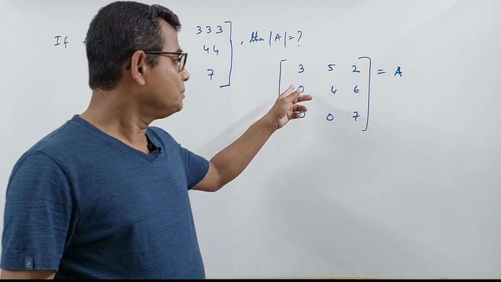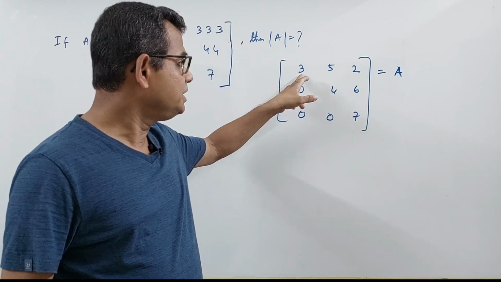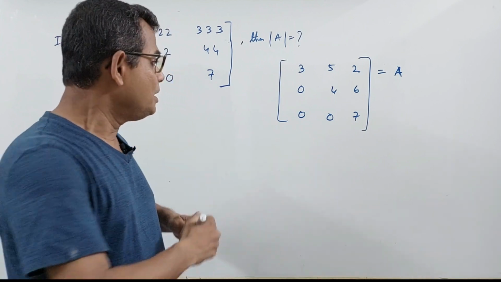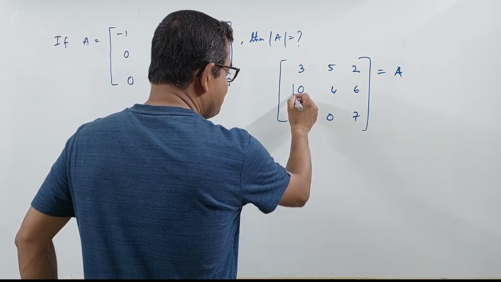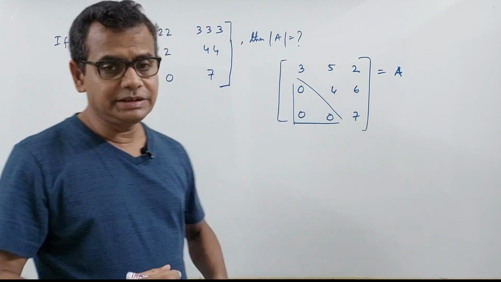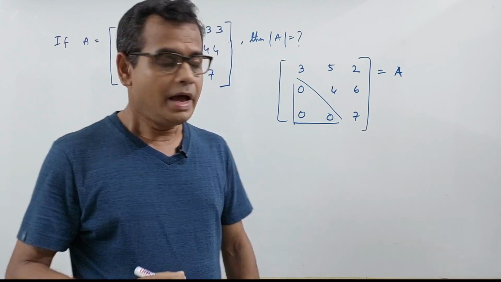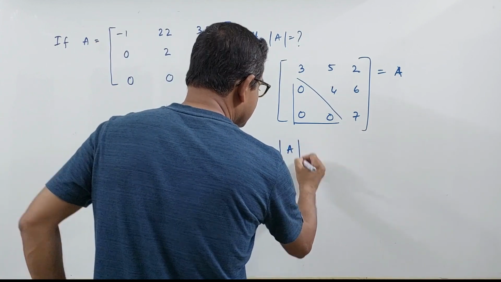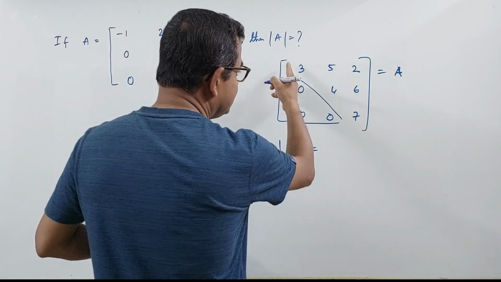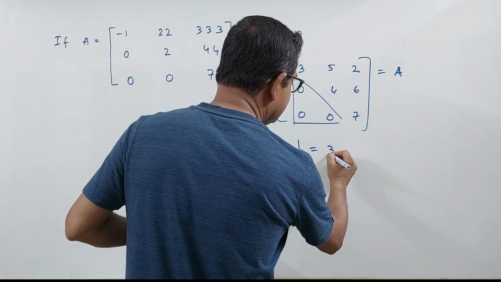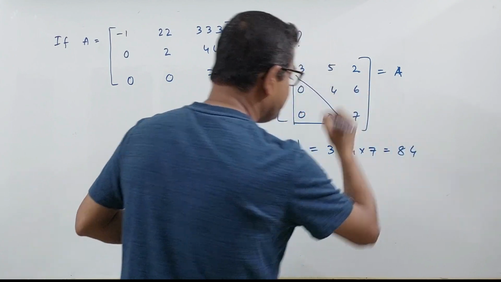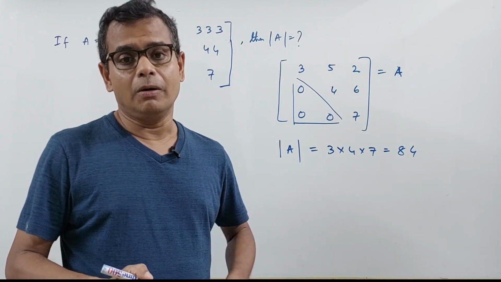Now suppose this matrix equals 3, 5, 2, 0, 4, 6, 0, 0, 7, and follow the design. The three zeros make a triangle in the lower corner, and this matrix is called upper triangular matrix. And if we find the value of this determinant, the value is just the product of diagonal elements, that is 3 into 4 into 7, that is equal to 84. It is called triangle law.